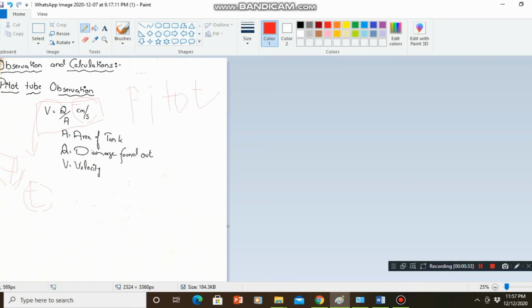So recording the time and the volume occupied, we put them into Q, and the area of the volumetric tank is scaled out for the 46 liter capacity of the volumetric tank, and V is found from that. This is how the actual velocity of the Pitot tube will be found.